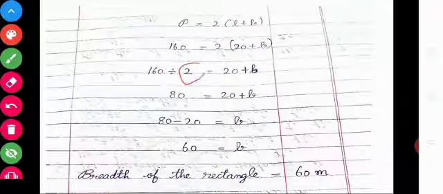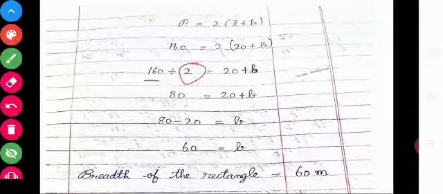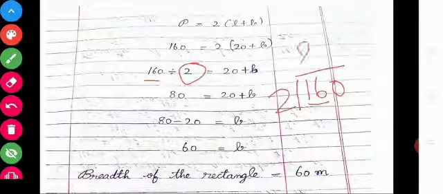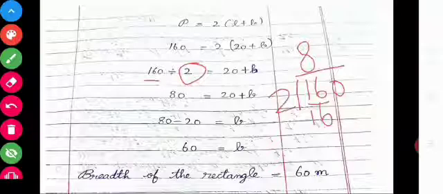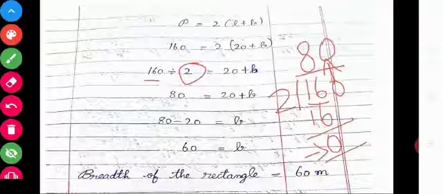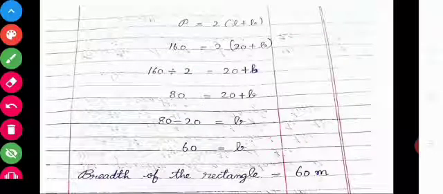How many 2's are there in 160? Do that division, 160 divided by 2. How many 2's are there in 16? 8 2's are 16. So 16 minus 16 is 0. Already we got it, remainder is 0. The 0 will come up there. That is the quotient. So how much did you get? 80. 80 is equal to 20 plus B.